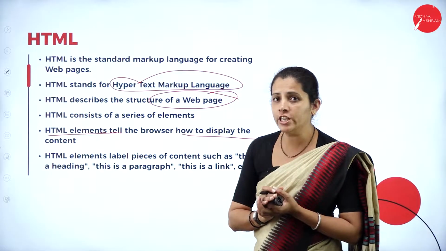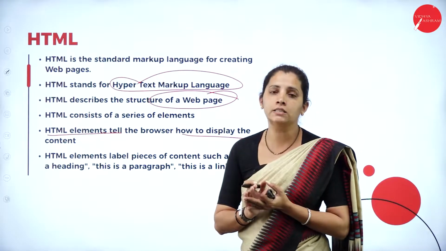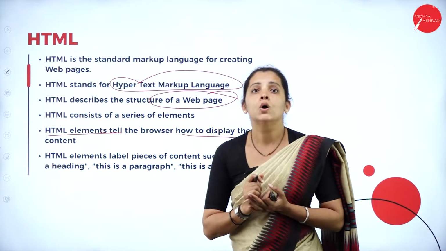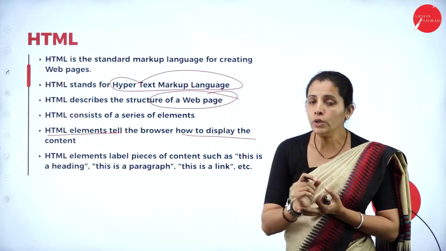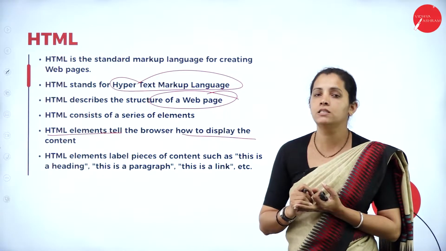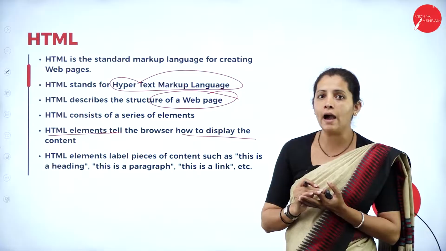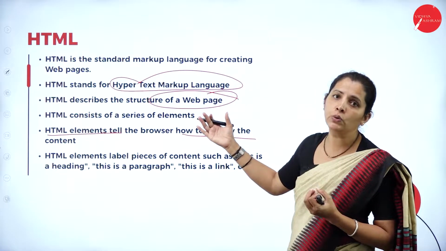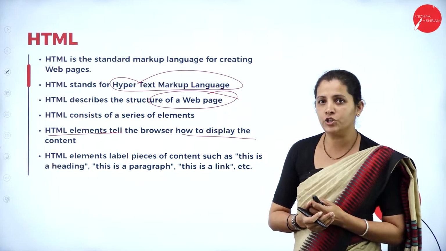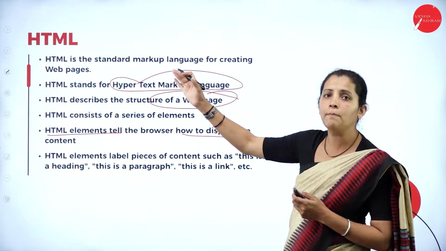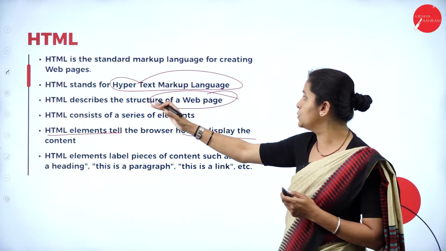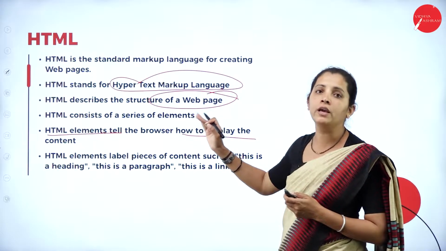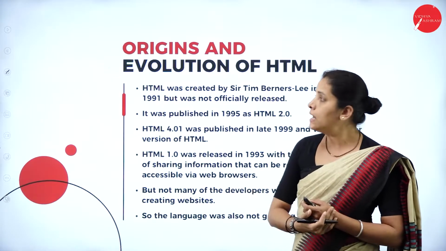So what are the HTML elements? We know the paragraph. We know headings. We know tables. Not only tables, we can have the list, we can have the link, we can have the forms, frames, and so on. All those things we are going to learn in my upcoming session. So what is HTML? It's a markup language. It's used to design web pages. It describes the structure of the web page. Okay, fine.